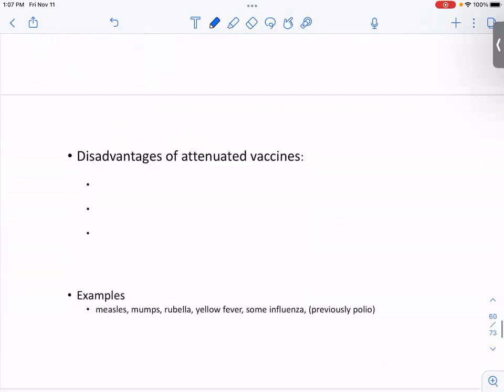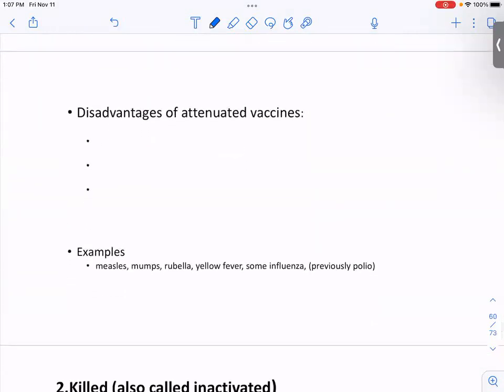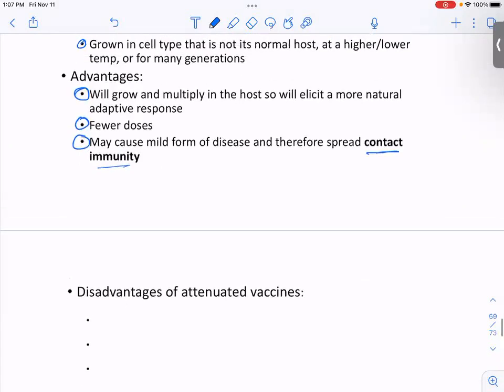So we were just getting to the disadvantages. Whatever I scribbled there last time, when I looked at that, I was like, that doesn't make any sense. My brain wasn't working at the very end of lecture last night. So when we finished, we were talking about contact immunity. If you give somebody an attenuated vaccine such that they get mild disease, they can actually pass that on to somebody else. And then they contract the disease in a mild form, but then they get immune from it.